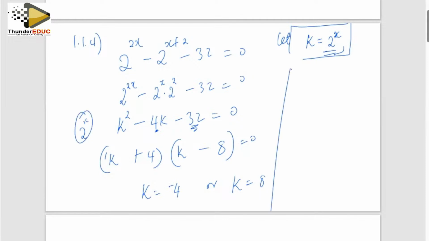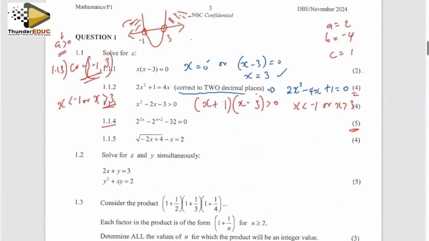So let's replace k with the 2 to the x. So 2 to the x is equal to negative 4, or we have 2 to the x is equal to 8. But in our knowledge of exponents, we don't have anything that we can raise to another number and it gives us a negative answer. So this one, we don't have any solutions. It's not applicable. The second one does give us something. 2 to the x is the same as 2 cubed. The bases are the same, which means x must be 3. So that is how we would attempt 1.1.4 for these 5 marks.